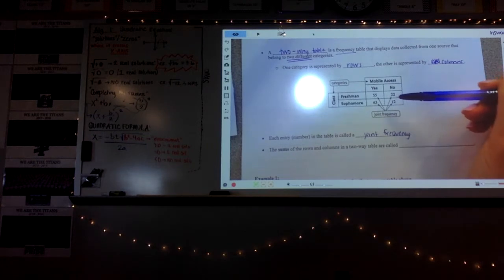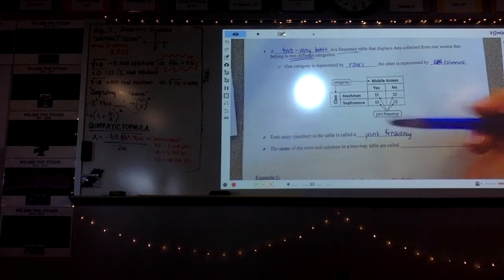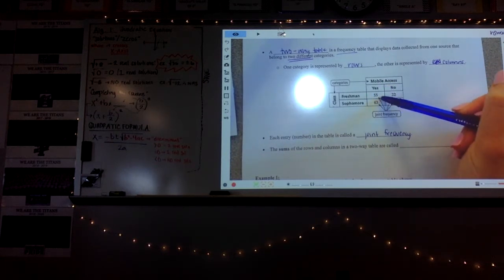Okay, so Jackson is a freshman. Jackson, do you have a cell phone? Yep. So Jackson would fit into this joint frequency. Yes, he's a freshman, and yes, he has access to a cell phone.